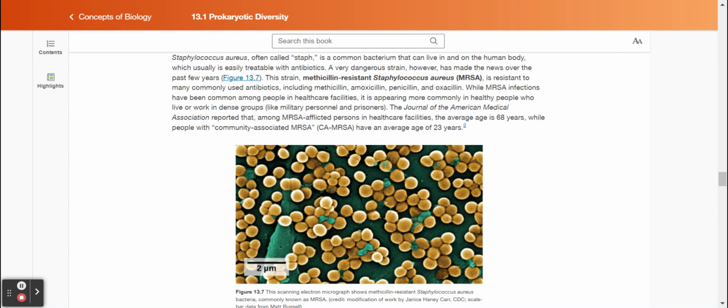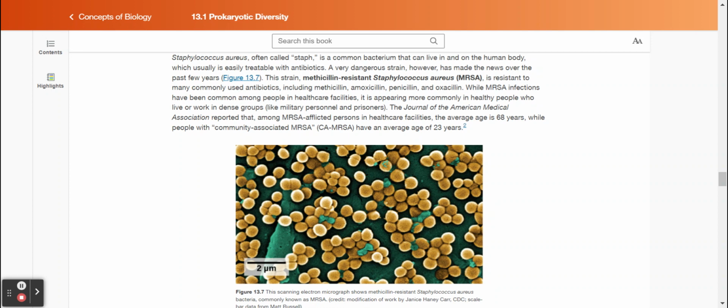Staphylococcus aureus, often called staph, is a common bacterium that can live in and on the human body, which usually is easily treatable with antibiotics. A very dangerous strain, however, has made the news over the past few years. This strain, methicillin-resistant Staphylococcus aureus, or MRSA, is resistant to many commonly used antibiotics, including methicillin, amoxicillin, penicillin, and oxacillin.